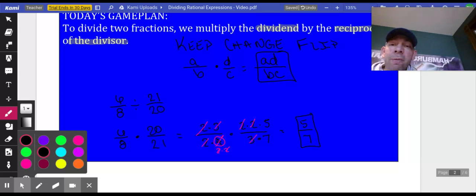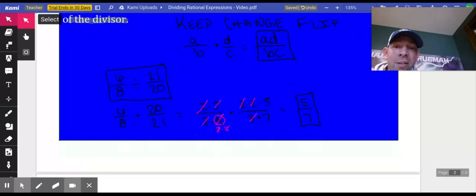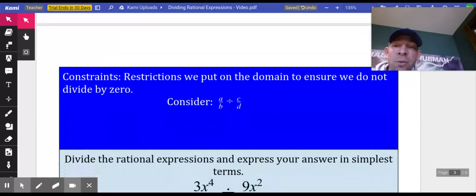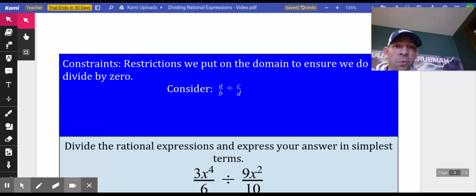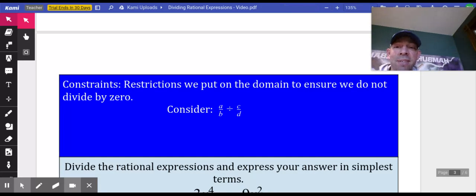Now, of course, if I gave you that same problem today, you'd probably be able to skip almost all of that work and do it much quicker. But we want to talk about what's going on behind the scenes, so to speak. One last little nuance before we dive in: we're going to talk about the restrictions that we have to put on the domain to ensure we do not divide by 0.